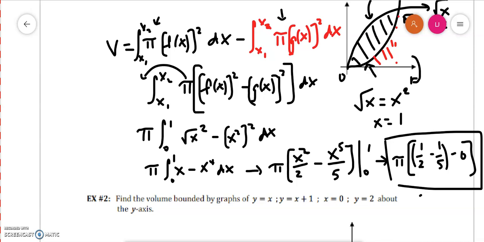And if you happen to simplify, this simplifies to 3/10 pi, but remember, simplifying is often dangerous and I suggest avoiding it. All right, let's do one more problem.